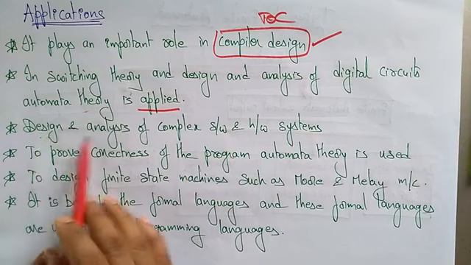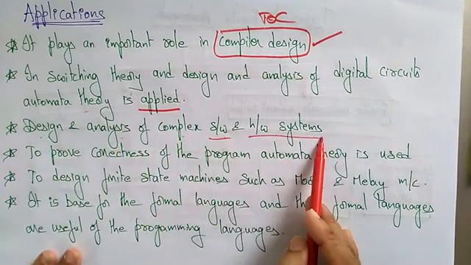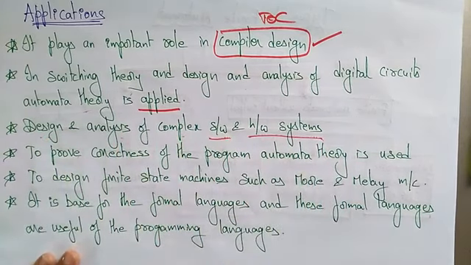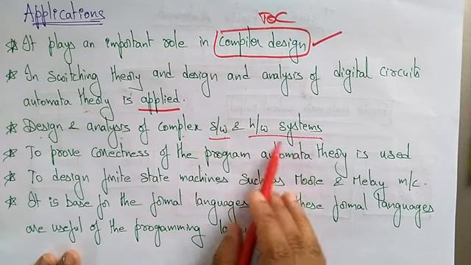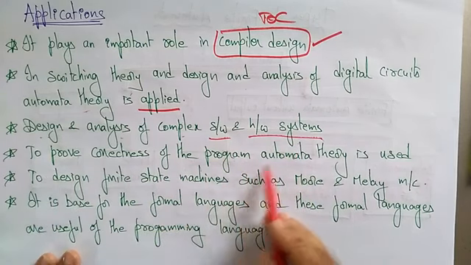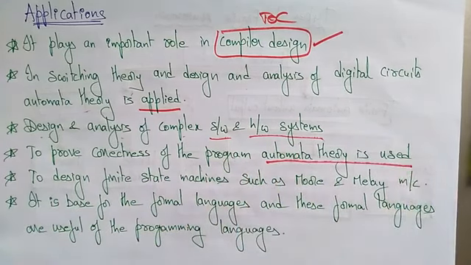In the design and analysis of complex software and hardware systems, we also use theory of computation concepts. And automata theory is used to prove the correctness of a program. If you want to verify whether a program is correct, whether it accepts the correct inputs and gives the correct output, we prove the correctness of our program by using automata theory.